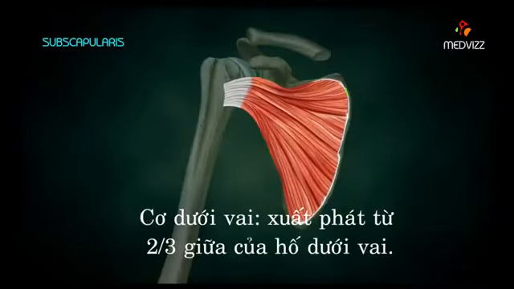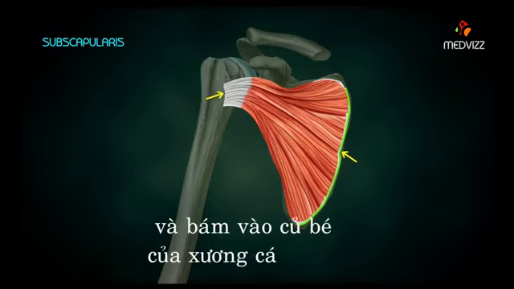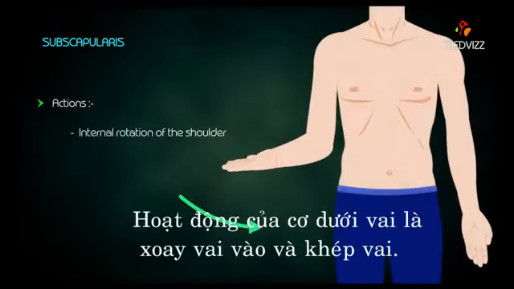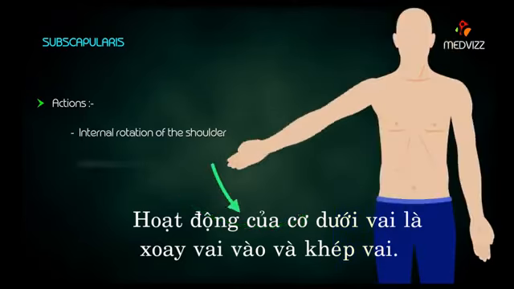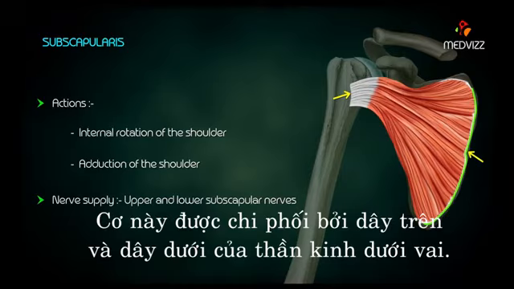Subscapularis. It originates at the medial two-thirds of the subscapular fossa. Insertion is at the lesser tubercle of the humerus. Its actions are internal rotation of the shoulder and adduction of the shoulder. Nerve supply is by the upper and lower subscapular nerves.